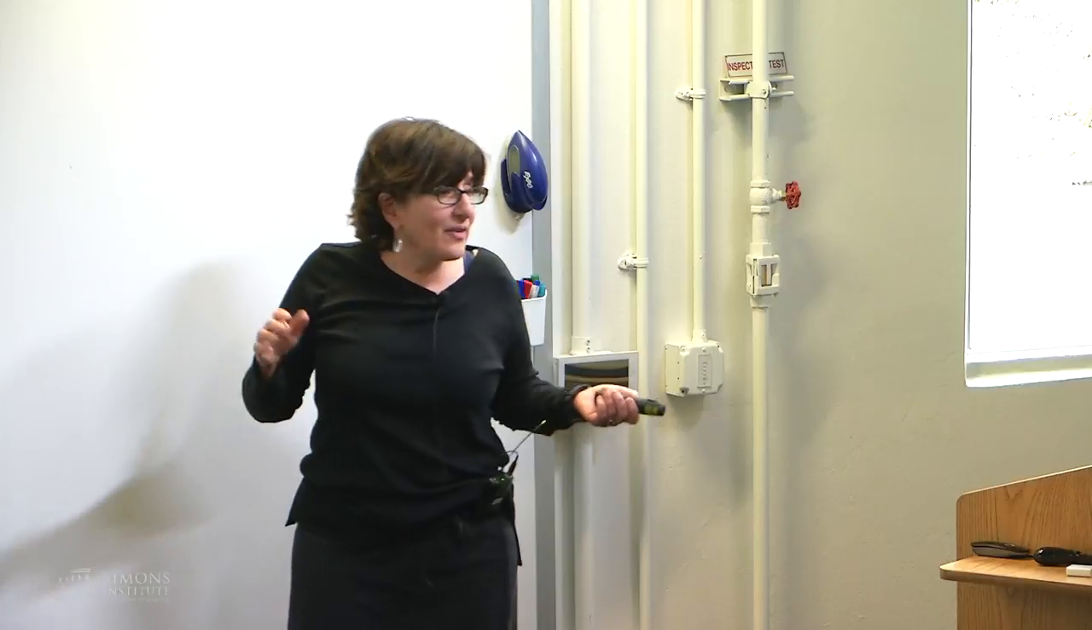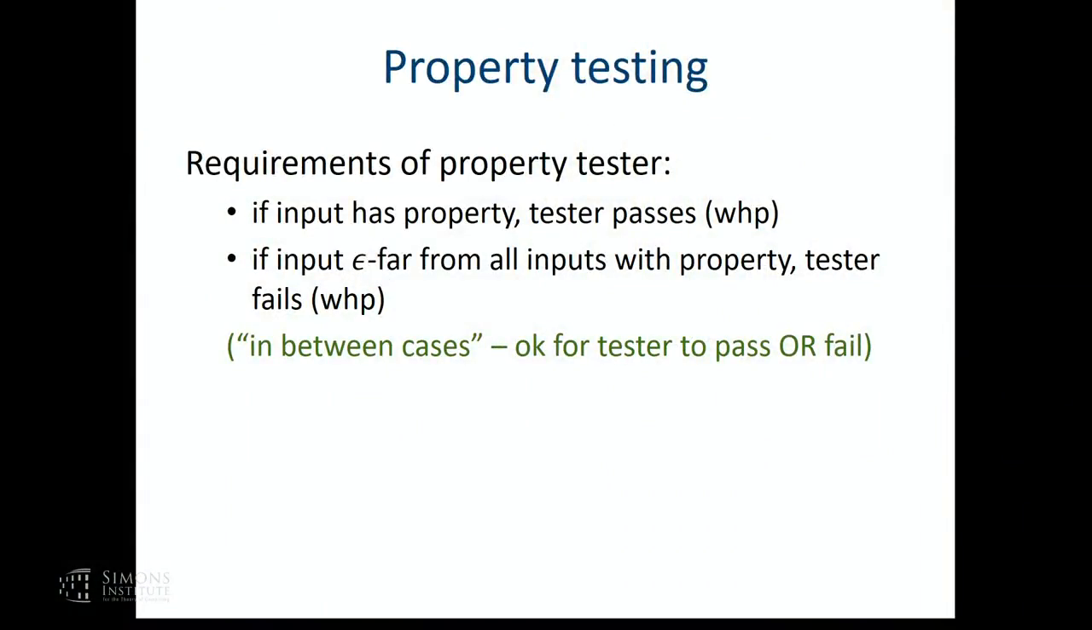So we're going to just say you have to give the right answer with high probability. If it has the property, then with very high probability, you should say pass. If it's far from having the property, with high probability, you should say fail. In the in-between cases, I don't care. You can sometimes say pass, sometimes say fail. You can always say pass. I don't care what you do.